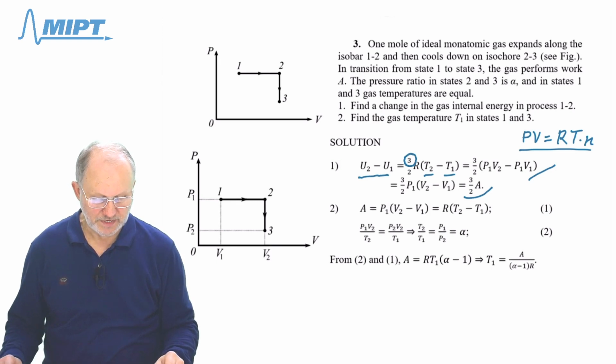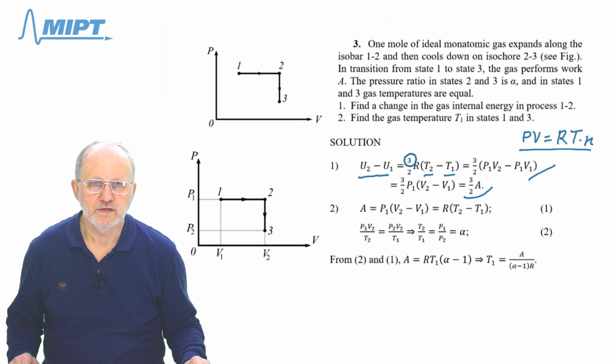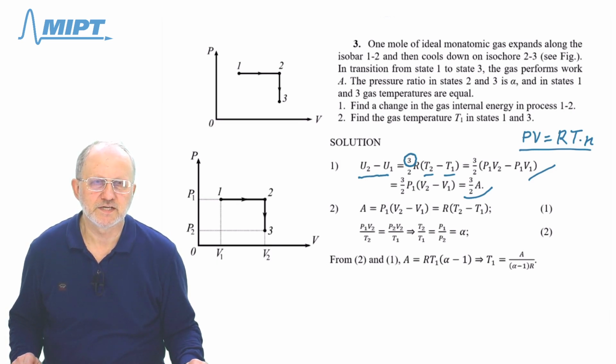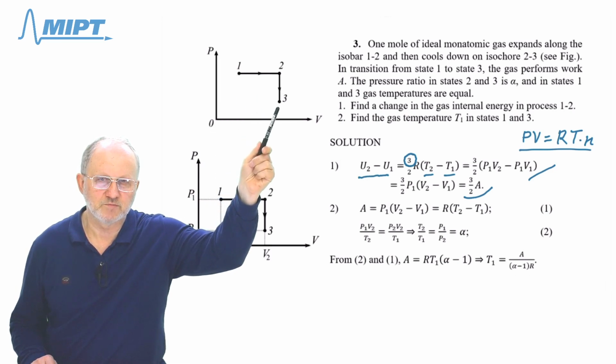This is 3A over 2. The second question is, find the gas temperature T1 in states 1 and 3. According to the statement of this problem, the temperature in states 1 and 3 is the same, so it's denoted by T1.